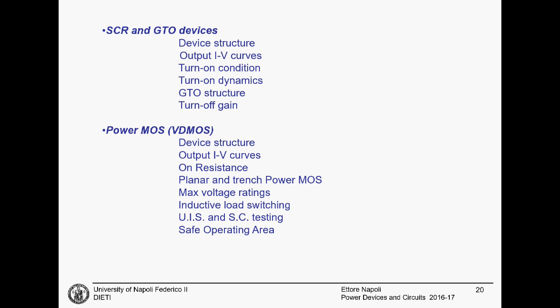For the thyristor, SCR, and GTO: device structure, IV curves, turn on and turn off dynamics and gain, and the GTO structure. Some lectures will be dedicated to the power MOS: structure, IV curve, the on resistance, planar and trench power MOSFET. We will see the structures, the voltage rating, the inductive load switching, testing for reliability and ruggedness, and the safe operating area.